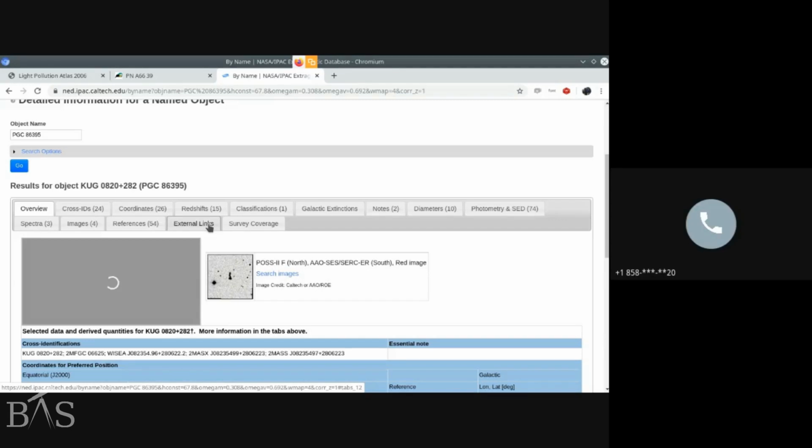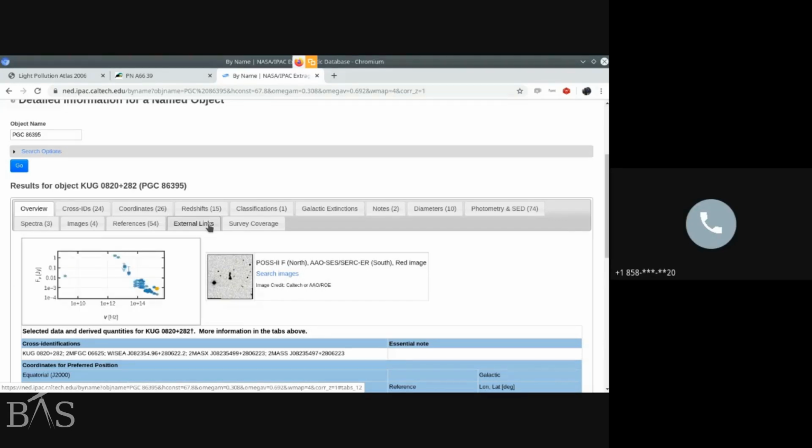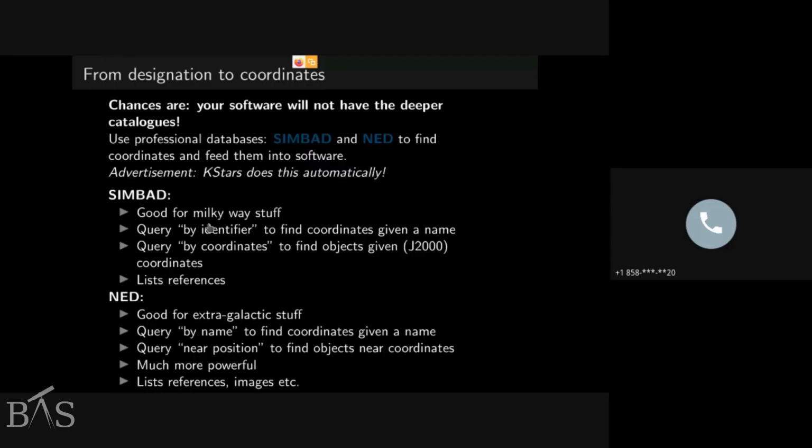I know KStars on the mobile actually does it, but you can just go to the website on the mobile phone. Okay, here's an advertisement for KStars. KStars does this automatically. It might crash after it does it, but it does it. It goes and queries SIMBAD, finds the object, and puts it on your planetarium. Otherwise, you can always copy paste the RA Dec into your software after looking it up on SIMBAD and NED. So whenever you see some obscure object, don't be afraid of it. Just put it in SIMBAD and you'll get the coordinates.